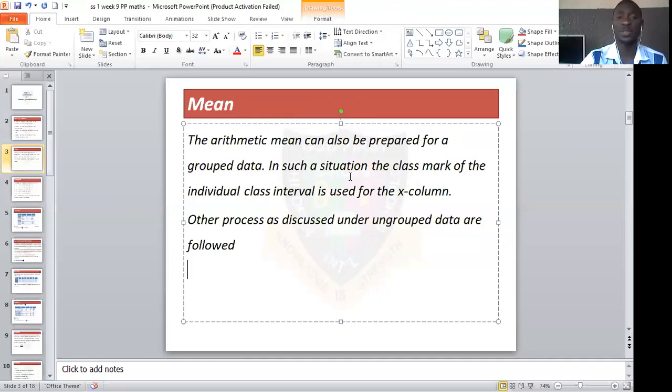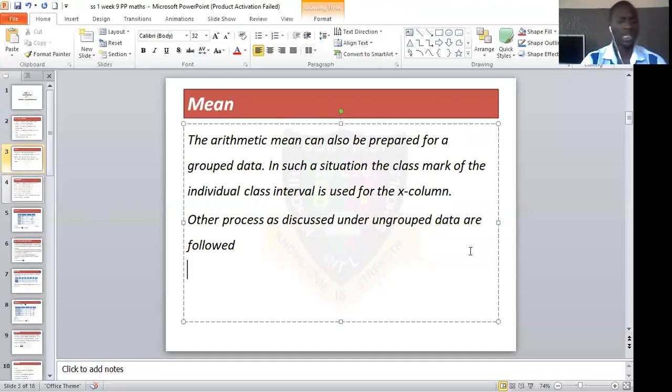In such a situation, the class mark of the individual class is used for the X column. That is, you show your class mark as the X column. Other processes as discussed under our ungrouped data are followed. That is, the formula on ungrouped data also applies to this.